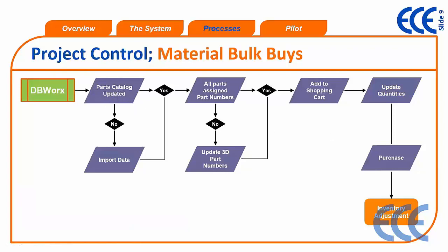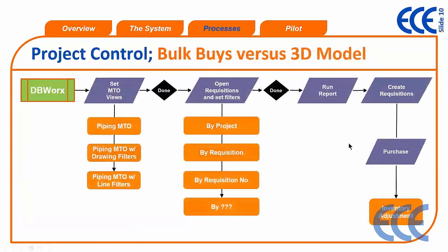You can walk into this midstream, either update the catalog that may exist in the past that hasn't been updated, or you can just update the 3D model, and we'll show you that as well. The next project control task is doing bulk buys versus the 3D model.